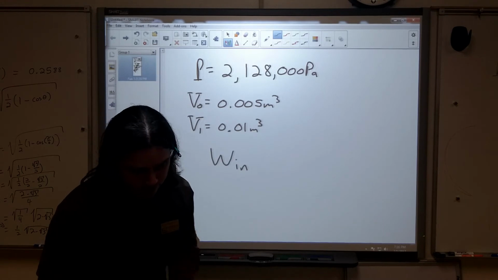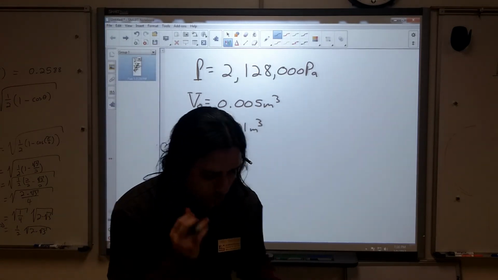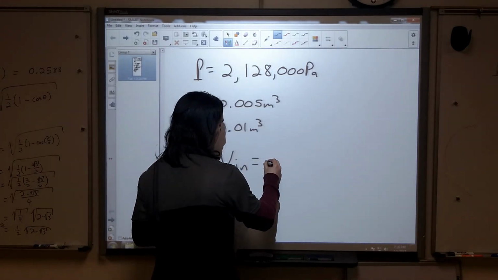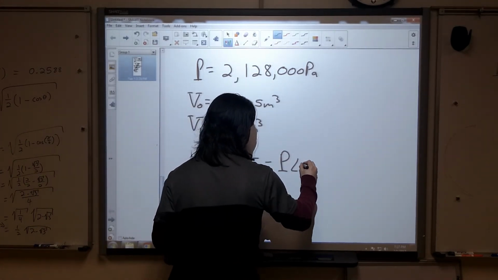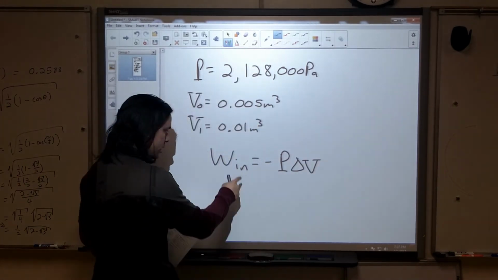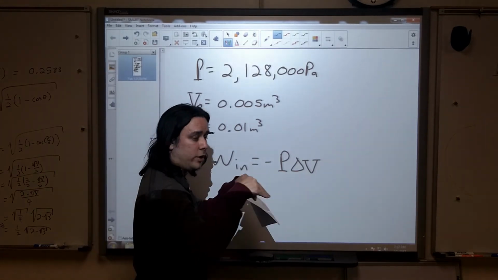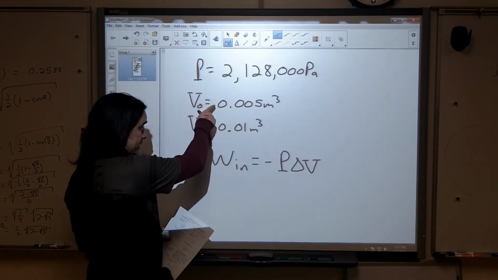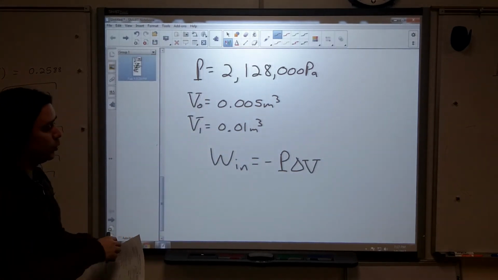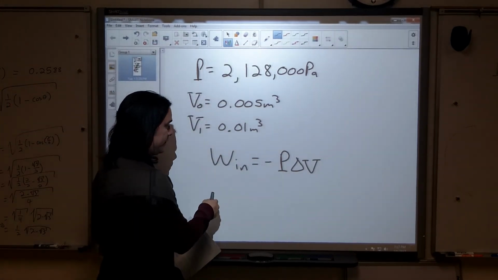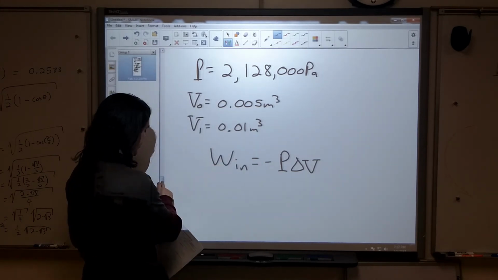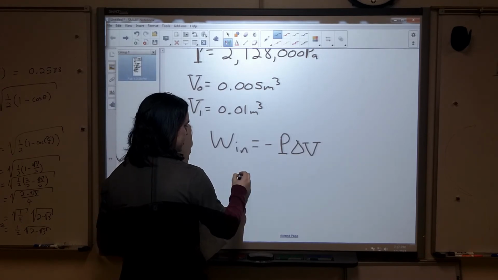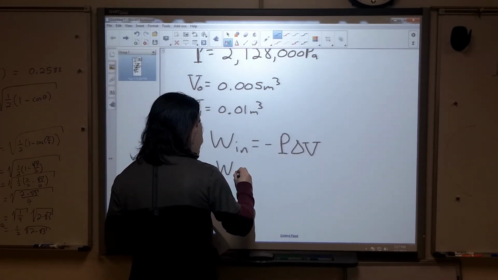So the work done by the gas, it's a small distinction, but we're going to talk about that, equals negative P delta V. Now the work in is the work that we're putting into the gas. In this case, the gas is actually expanding, so it will be releasing energy. So we're actually going to find the work out. We're going to put a negative in here. But first, let's start and find the work in.